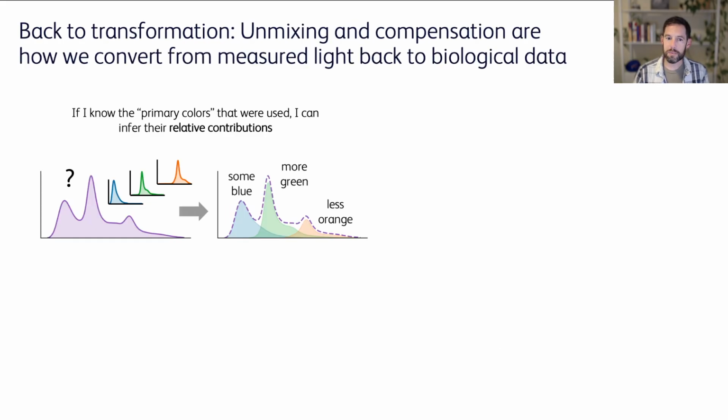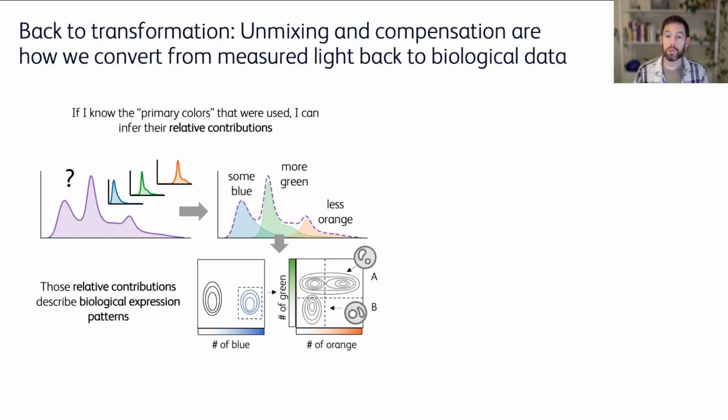So let's try and tie this back to our cytometry problem. Essentially, if I know the primary colors or single stains that were used to stain my cells, I can infer their relative contributions to a total measured spectrum. Those relative contributions are in fact proportional to the relative abundances of biomolecules or proteins on my cells. And those are going to give me the biological expression patterns that I care about for understanding the phenotypes in my sample.